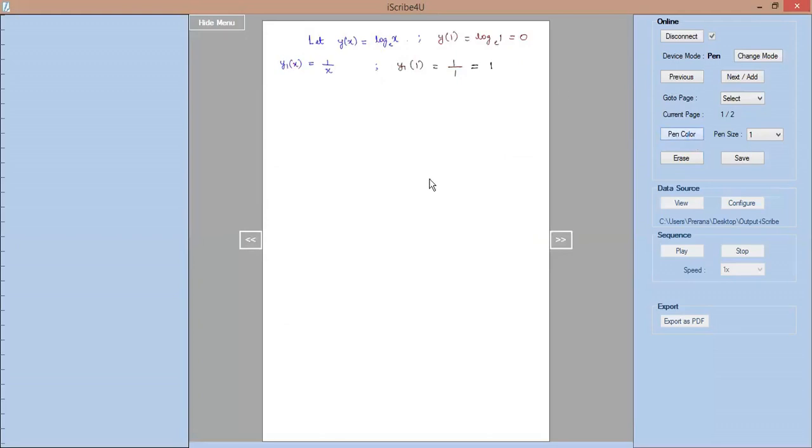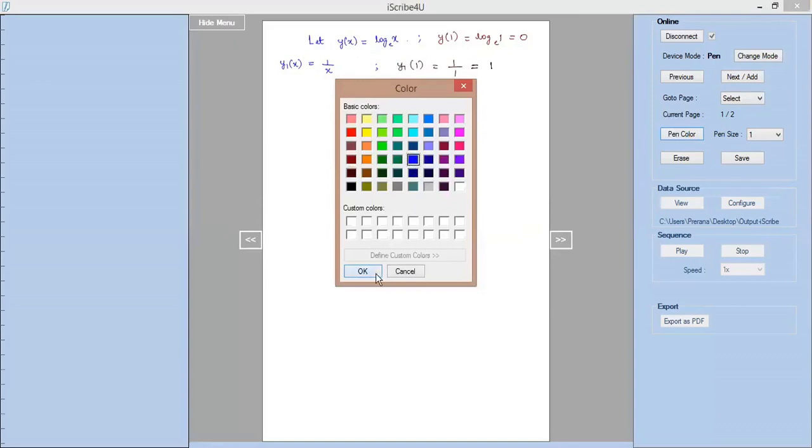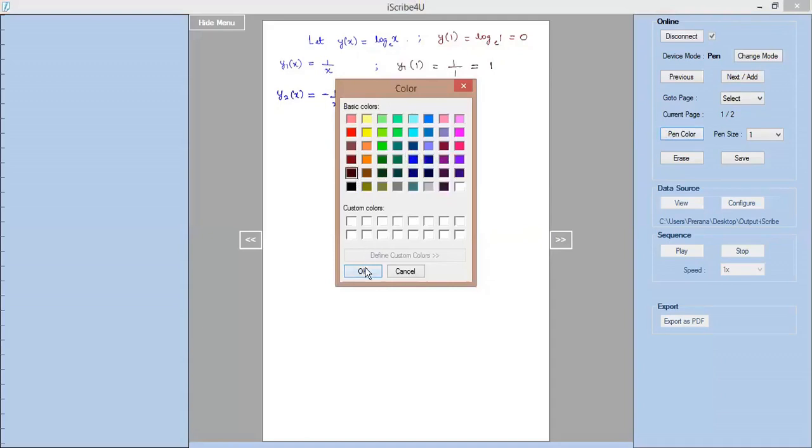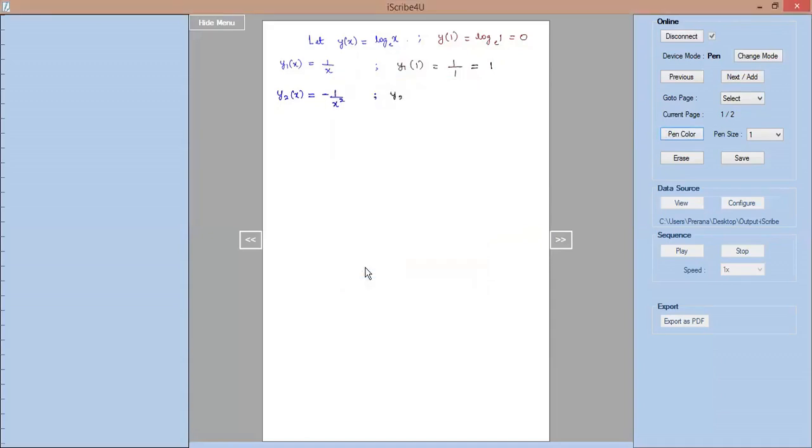Now we will have to find out the next differentiation. We are going to continue this until 4th degree. So y2 of x is equal to differentiation of 1 by x, which is minus 1 divided by x square. This is using the formula of differentiation of x power n is n into x power n minus 1. So using that formula we can obtain differentiation of 1 by x as minus 1 by x square. Now at the given point, that is at x equal to 1, we will find out y2 of 1. So this is minus 1 divided by 1 square, which is minus 1 itself.